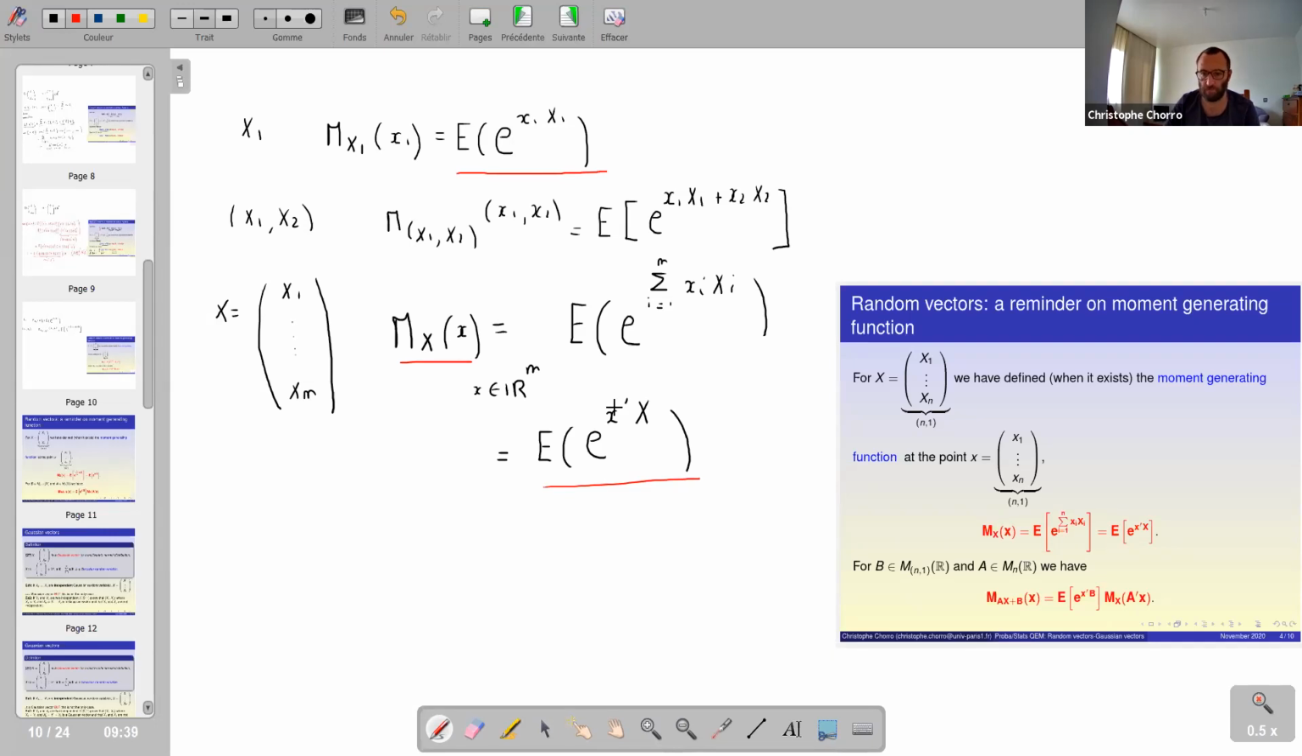So this is the moment generating function in the case of a random vector of size n. And we have the same properties: the moment generating function characterizes the distribution of the random variable, and I have the same kind of properties related to independence. Okay, so I have this one.